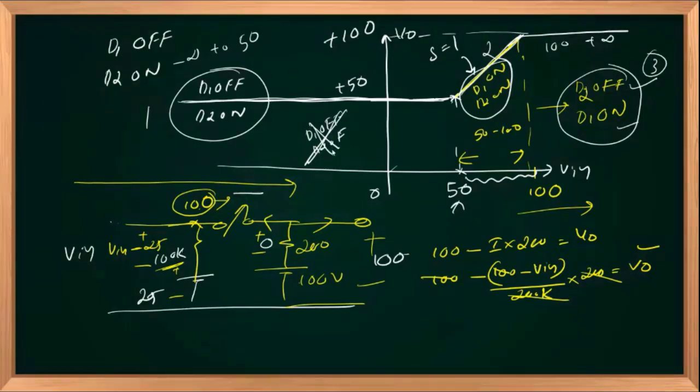Which one of the following is not a valid state? D1 off, D2 off. Which one of the following is true if V in is greater than 100 positively? D1 on, D2 off. What is the status of the diodes when V in varies between plus 50 and plus 100? D1 on, D2 on. What is the status of the diodes when V in is between minus infinity to plus 50? D1 off, D2 on. Is that clear? Right. Okay. Any doubts?